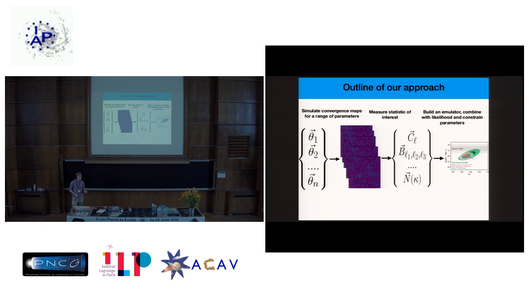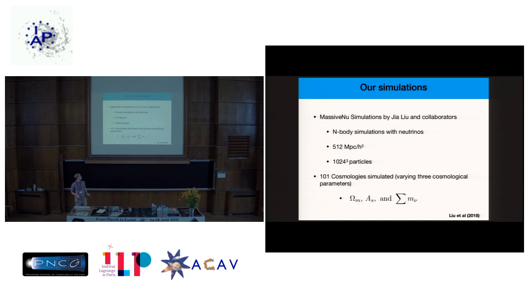So the simulations we've been using are a set of massive new simulations that have been run by Gia and her collaboration. They're N-body simulations where the neutrinos are implemented using the technique developed by Yassine, which involves treating them not as particles but using the Boltzmann equation. And so we ran these simulations at 101 different cosmologies, varying these three parameters, omega m, A_s, and the sum of the neutrino masses, using a Latin hypercube-like setup to choose the locations of the simulations we should run.